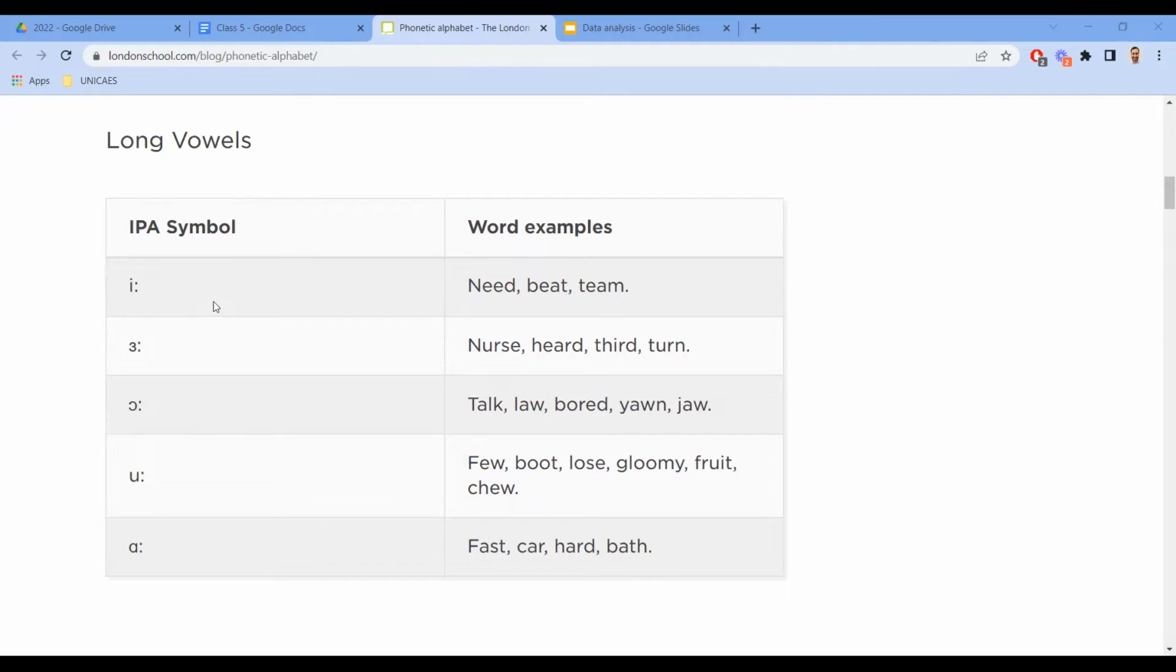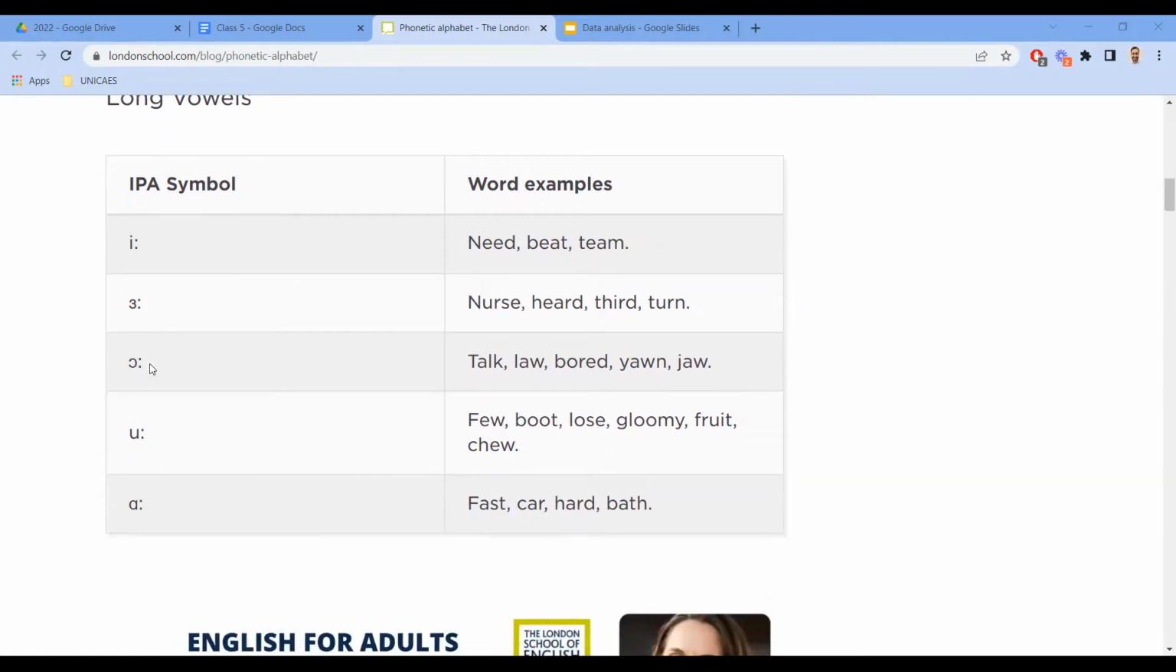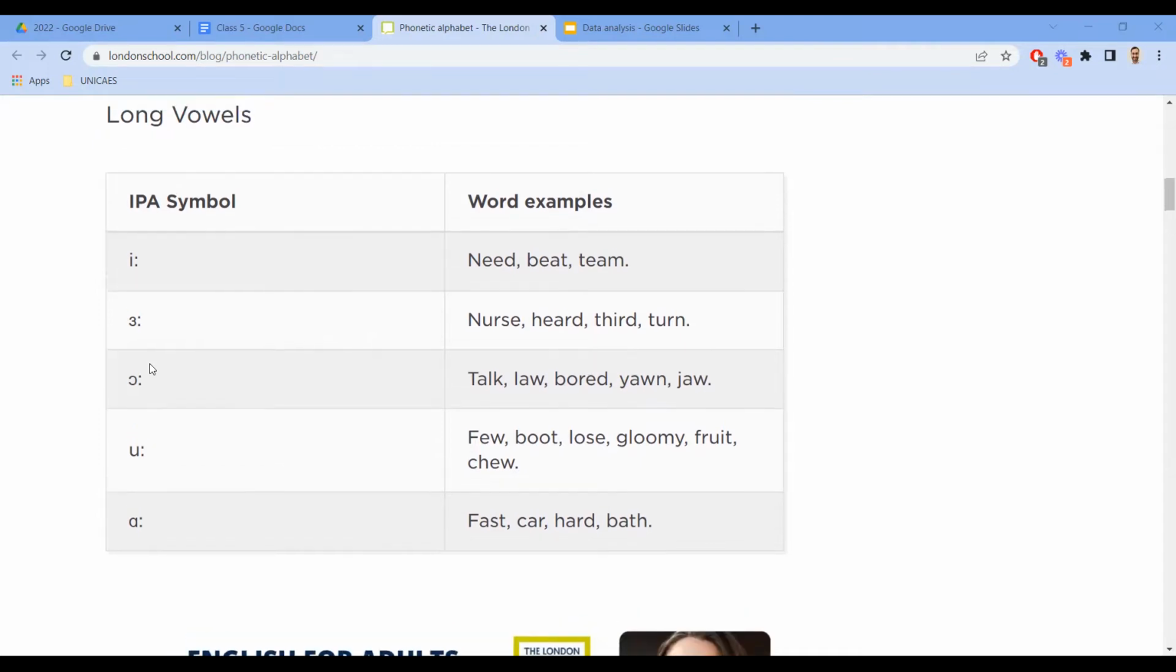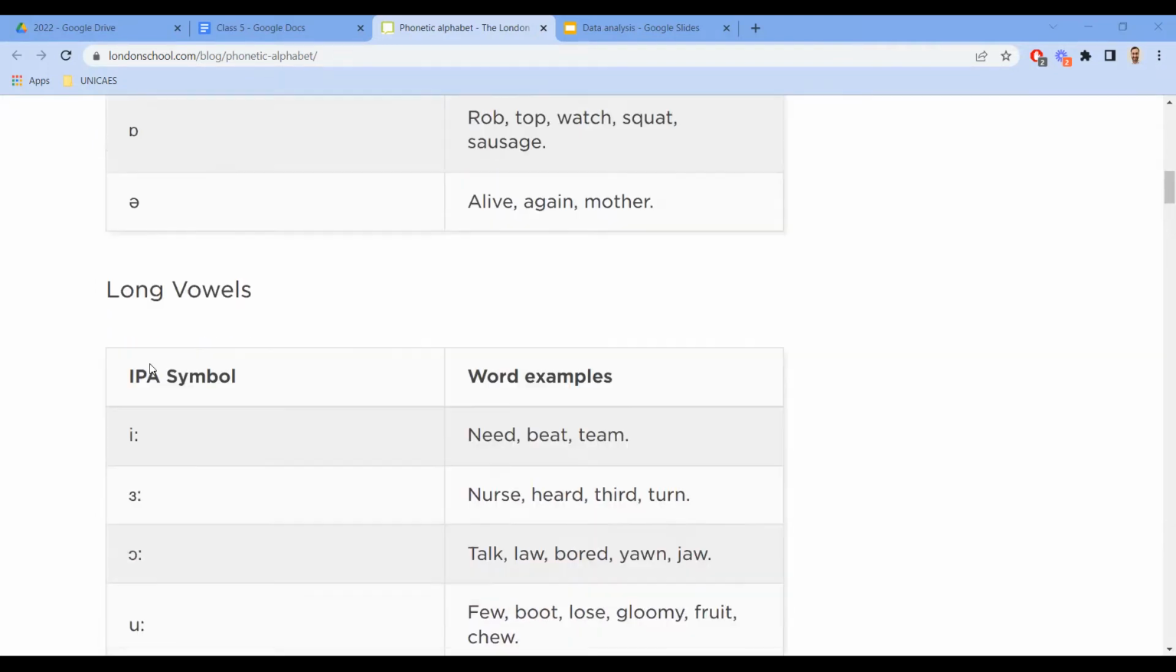For example, like E. Yep. Or we have the sound, that is the syllabic form of the schwa, that is written with an R. So this is the sound, like nurse, heard, third, turned. So you may write it like that. Also, we have the long vowel of the O, like talk, low, bored, yawn, yo. Yeah, that basically is the only O sound that we have.